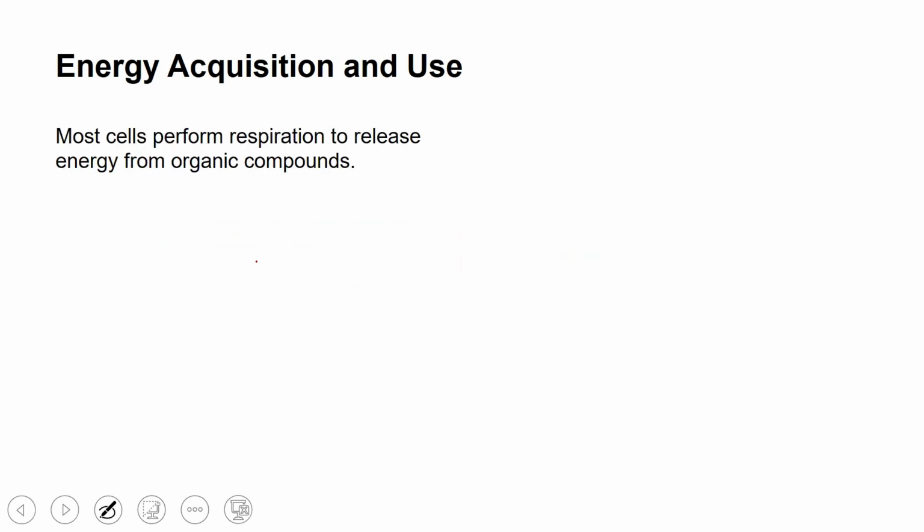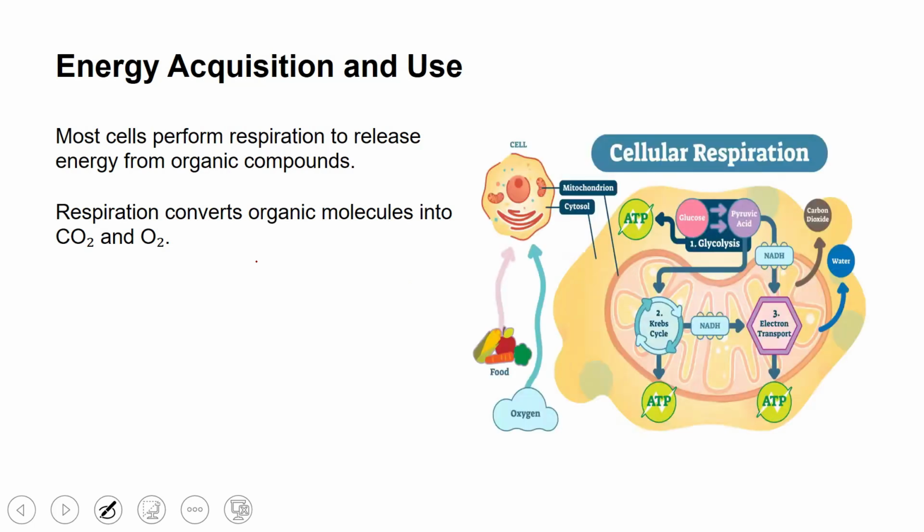So now the next thing is energy acquisition and use. Most cells perform respiration to release energy from organic compounds. Most cells use cellular respiration to release energy from organic compounds like glucose, lipids, carbohydrates, and proteins. In general, they are the organic compounds. Respiration generally converts organic molecules into carbon dioxide and water. So this is some of the cellular respiration.